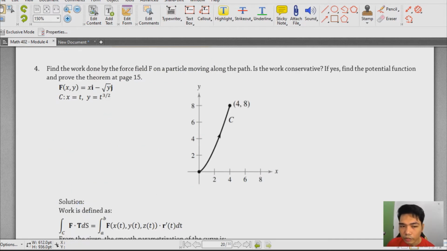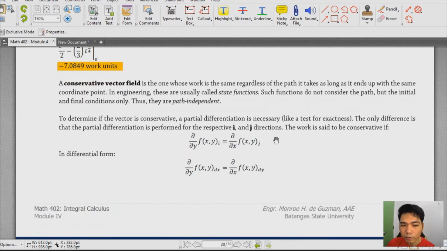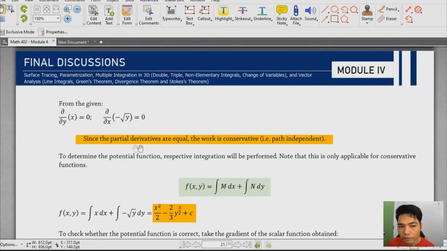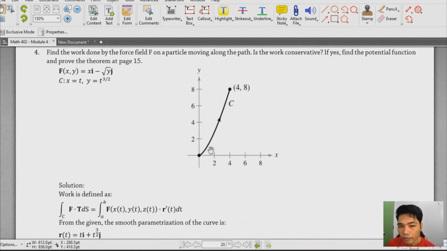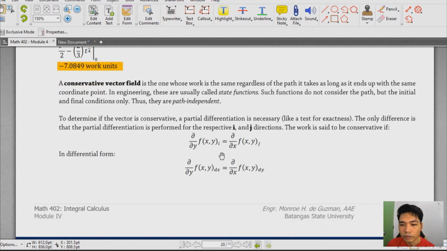And this is what was done in the example. So, technically, ganun lang naman yun. Since the partial derivatives are equal, the work is conservative, that is path independent. Pero syempre, dalawa lang kasi yung ating given dyan, or isang path lang yung ating binigay. So, if ever na hindi isa lang yung path, mas maganda makikita natin yung ating equation in that case. Pero, yun na yung concept nun.